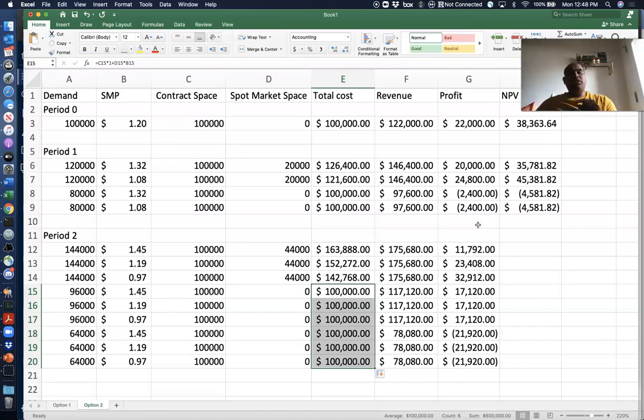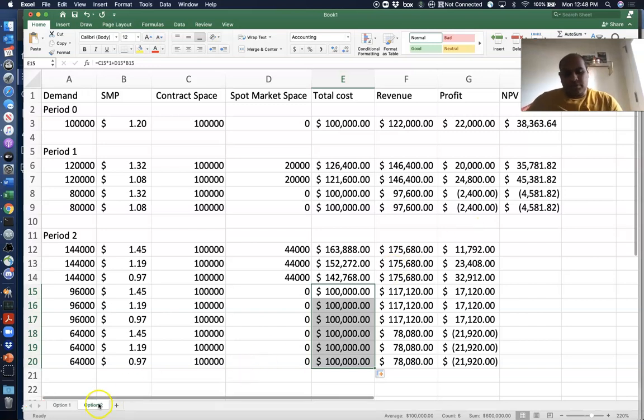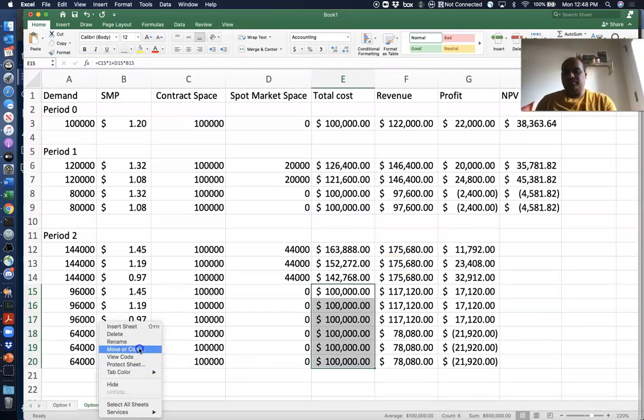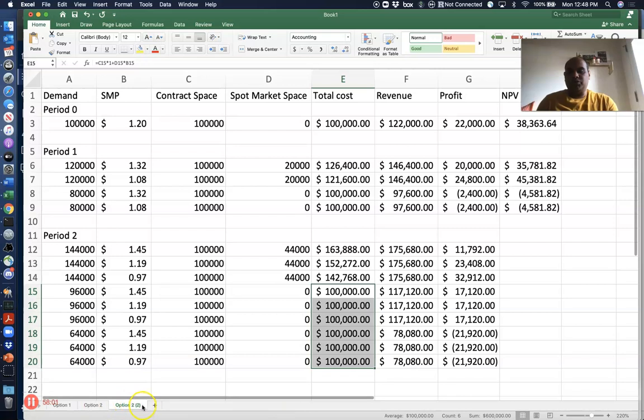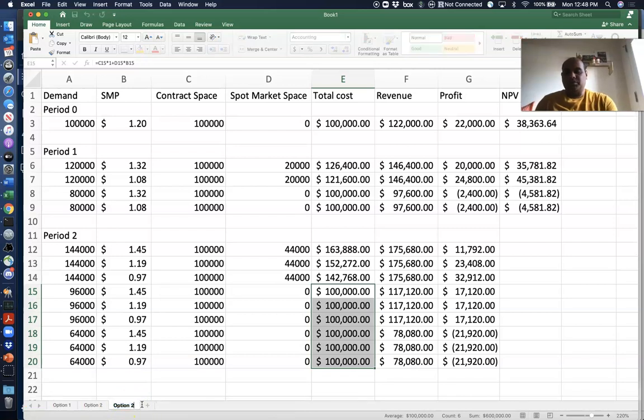So in this option, we were always hiring 100,000 square feet of space, always. But what if that's not the case? What if we go with the flexible lease option? So, option 3. Let me copy this over. So I copied option 2. We can call this option 3.